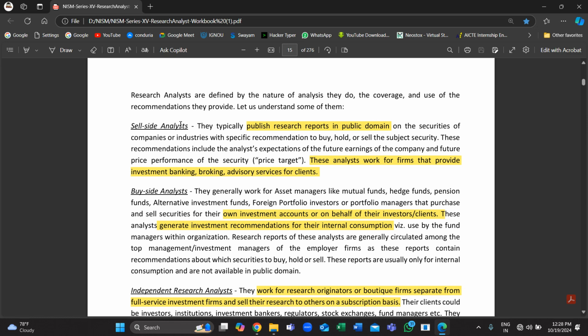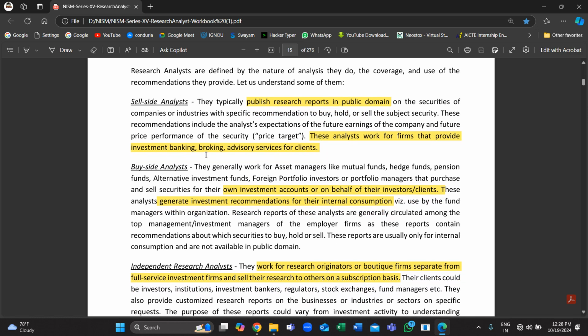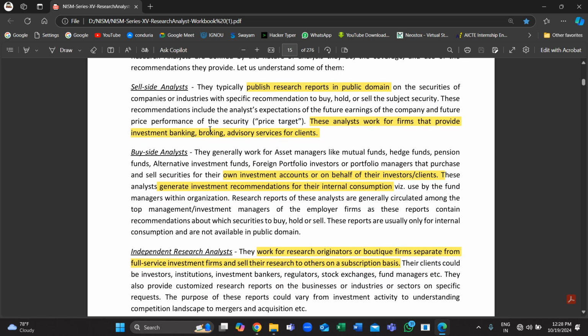So publicly available reports you can see on Money Control or similar sites. Some advisories like Motilal Oswal, JP Morgan, they'll publish some reports, right? So the sell side analyst will work there. So it is publicly available information that they'll provide.